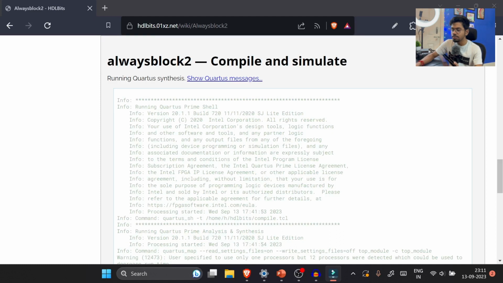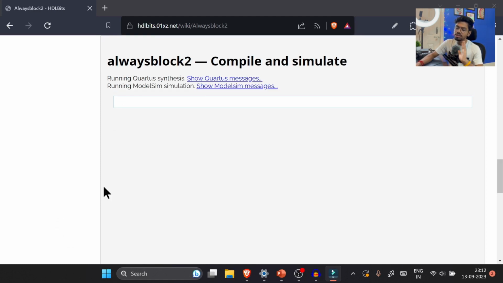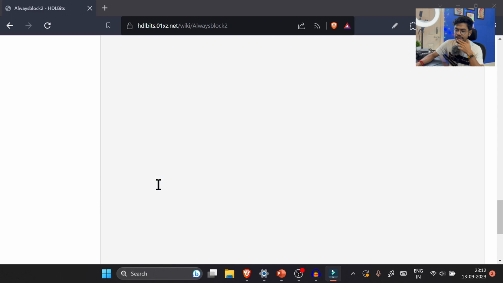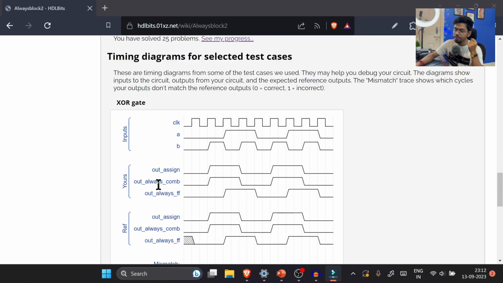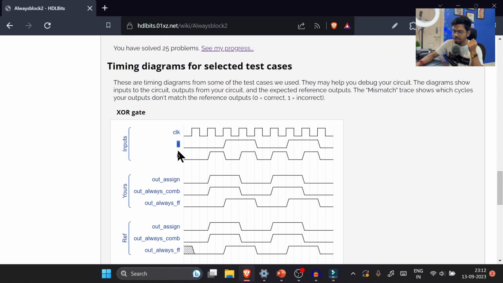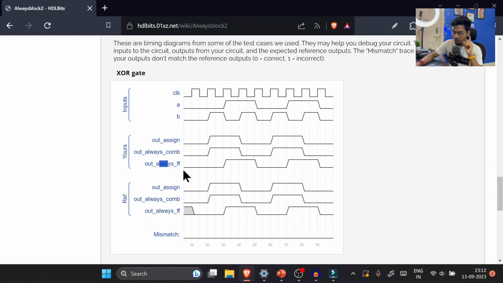And we got a success, but it's very important to see this simulation to understand what is actually happening. These are your input, clock, A, B. These are mine, right? Your assign statement. So just observe here, so beautiful things are there. This is from your assign statement, where we are getting things instantaneously. This is also the same, only concurrently driven, but using an always block.